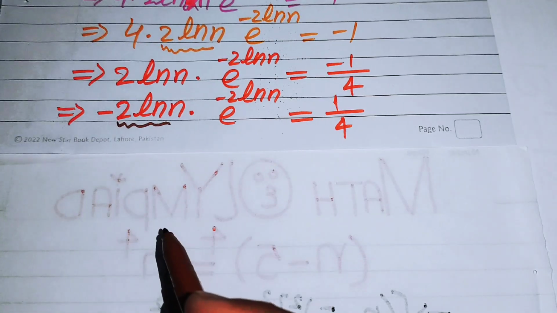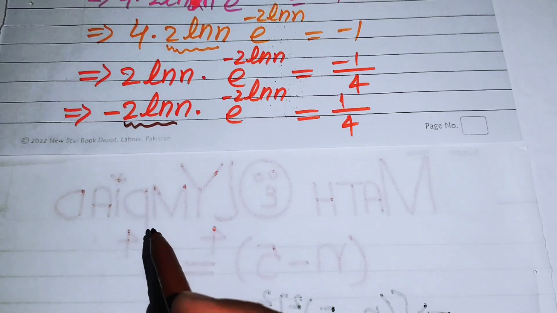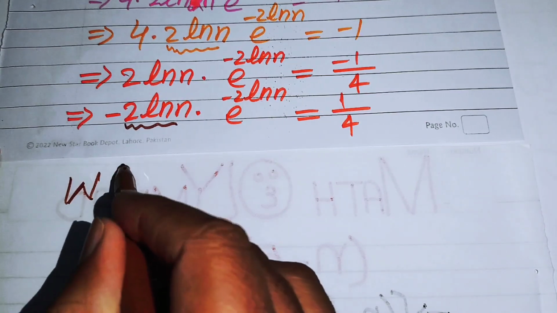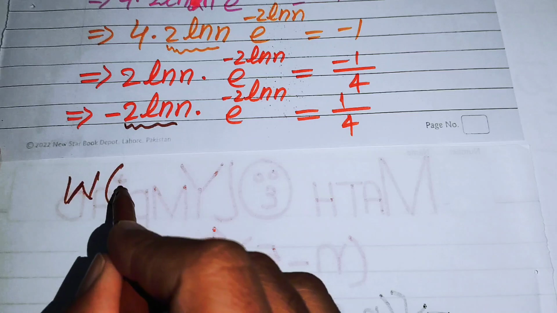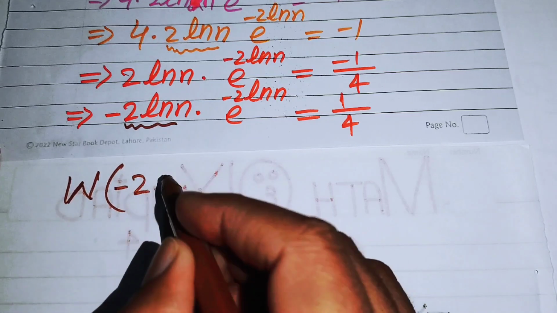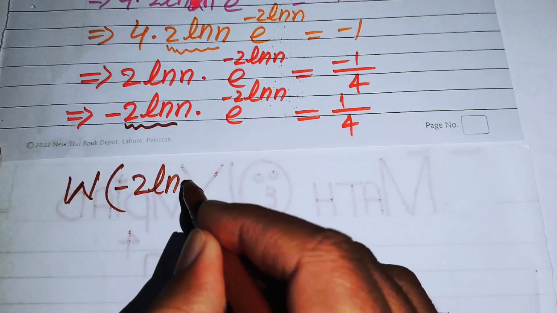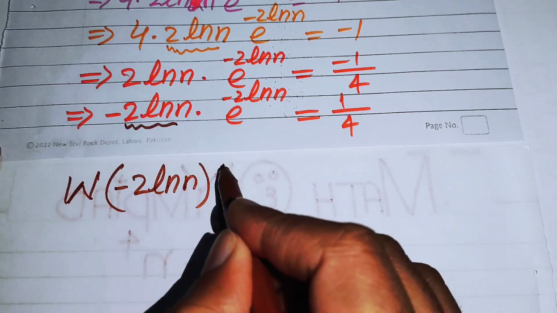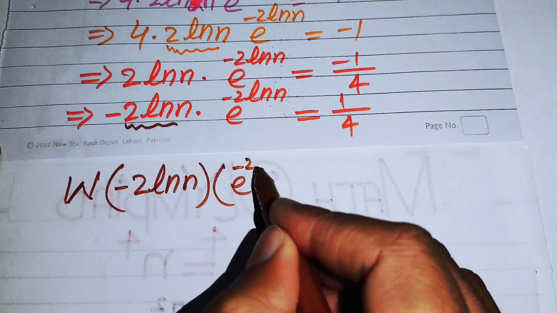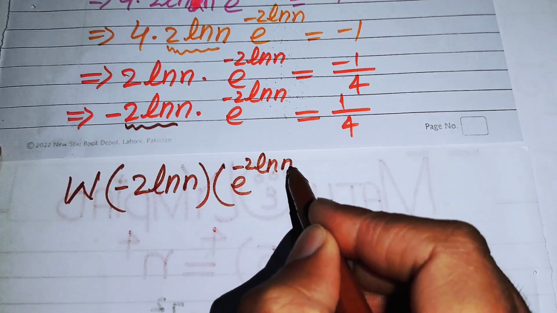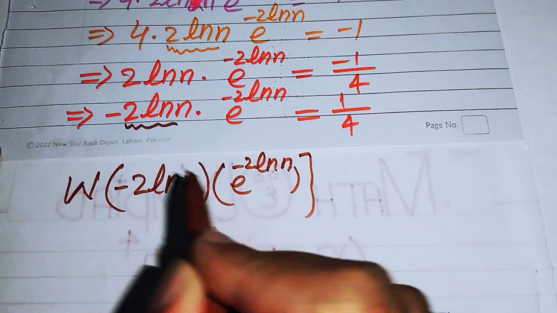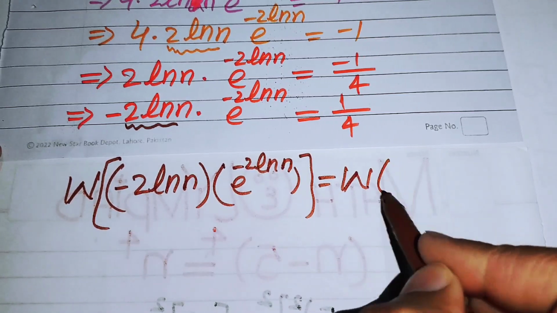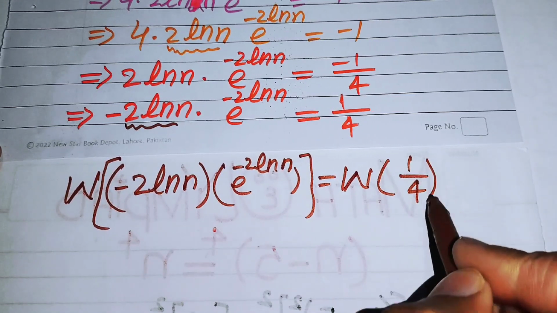So now we're ready to apply the Lambert W function on both of the sides. So in the next step we will take this Lambert W function on both of the sides, and you get W of minus 2 times ln of n into we have e to the power of minus 2 times ln of n, and you have this Lambert W function, and this whole equals W of 1 over 4.